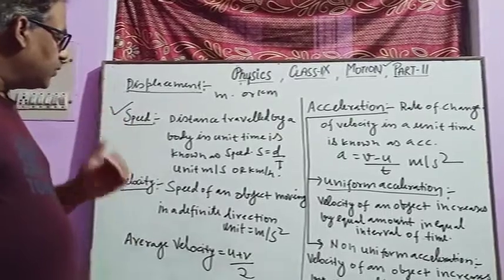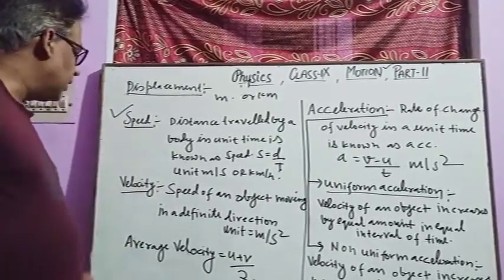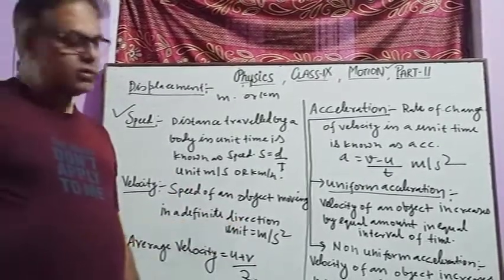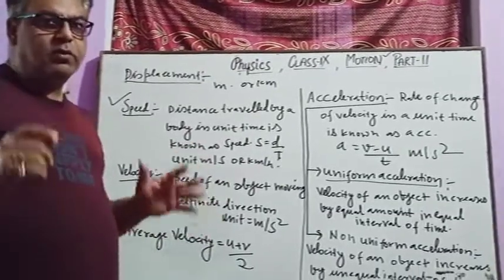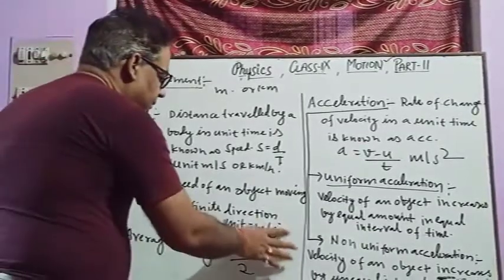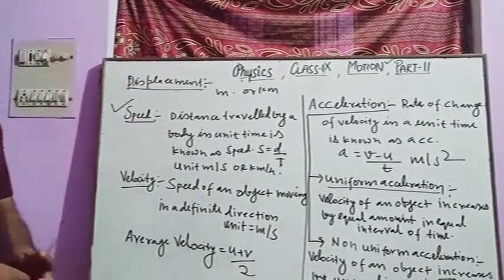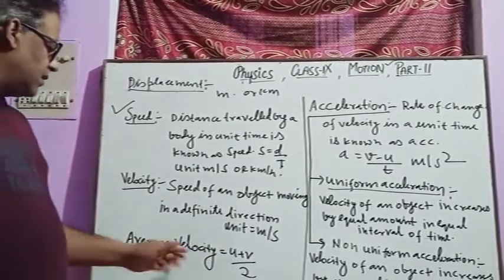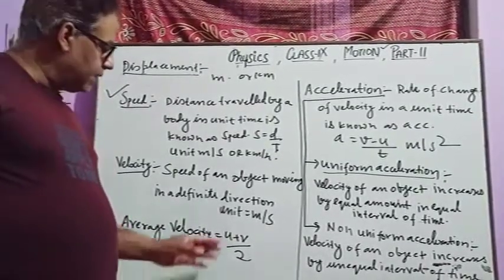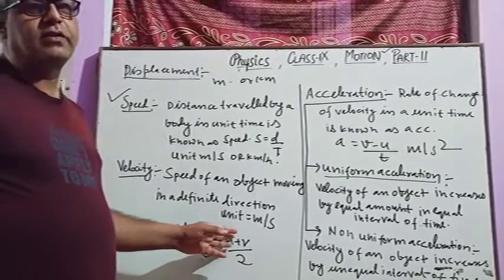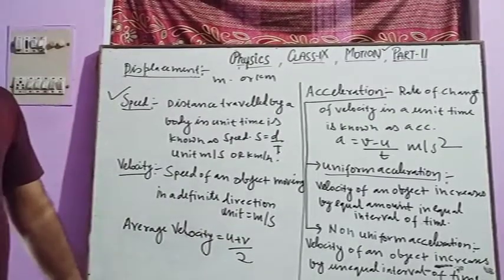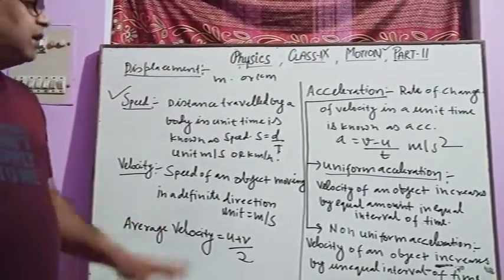Now I am going to define the next concept, which is called velocity. Speed of a body moving in a definite direction. Suppose the speed of any body is in a particular fixed direction, then that is called the velocity. Its unit is also the same, meter per second or kilometers per hour. Clear now? Here I am discussing the average velocity. Average velocity is the average of initial and final velocity. U is the initial velocity and V is the final velocity. If we take the average of these two velocities, then it is called the average velocity.